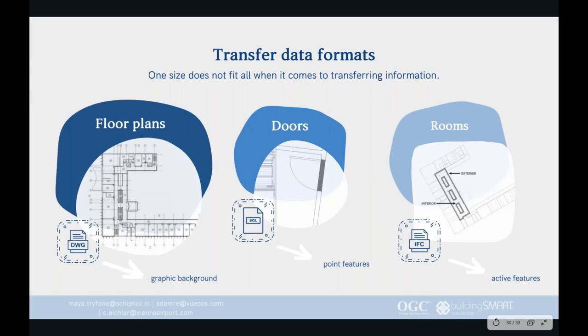at least for now, not all formats are suitable for all the circumstances. So to transfer the data, the floor plans, in our experience, are best to be transferred in DWG files. Doors can be converted into point features in GIS, because after all, we need to make sure that we know exactly where these doors are. And we can add data in a tabular form to these point features. And for rooms, we can convert them easier in IFC format.